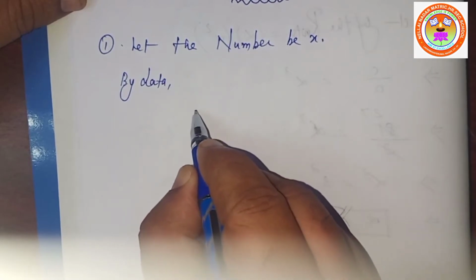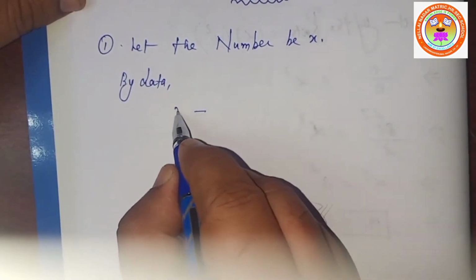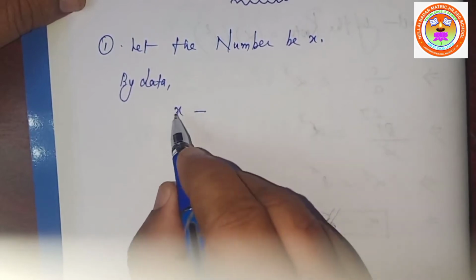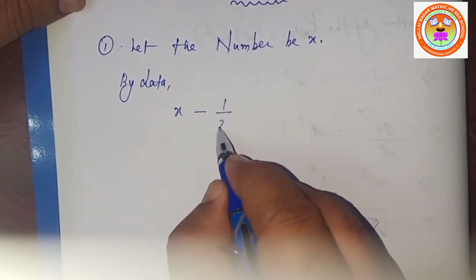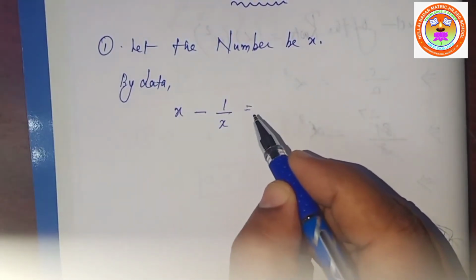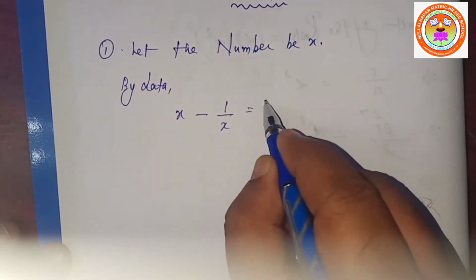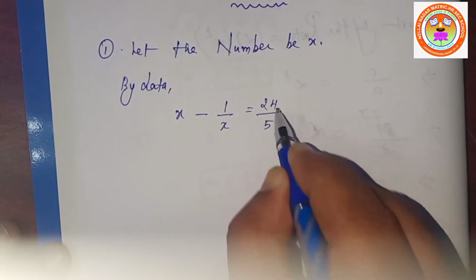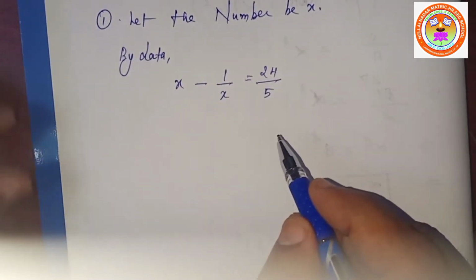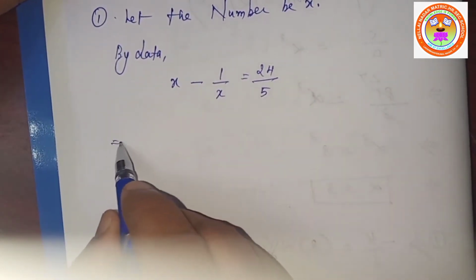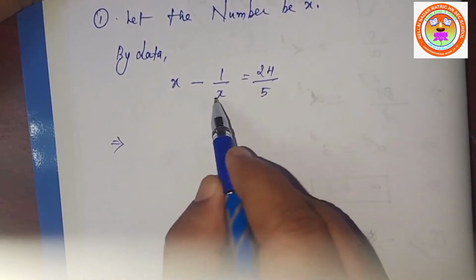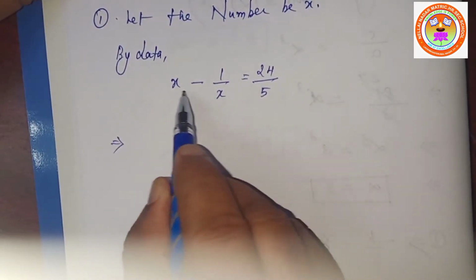Difference, you know the symbol for difference, minus. Difference between a number, X, and its reciprocal, which is 1 by x, is equal to 24 by 5. It is given. Now we can solve the equation. Can take LCM, otherwise just cross multiply.